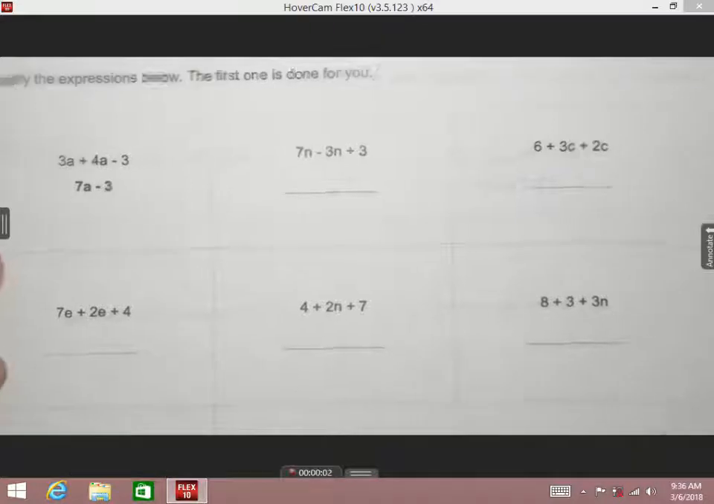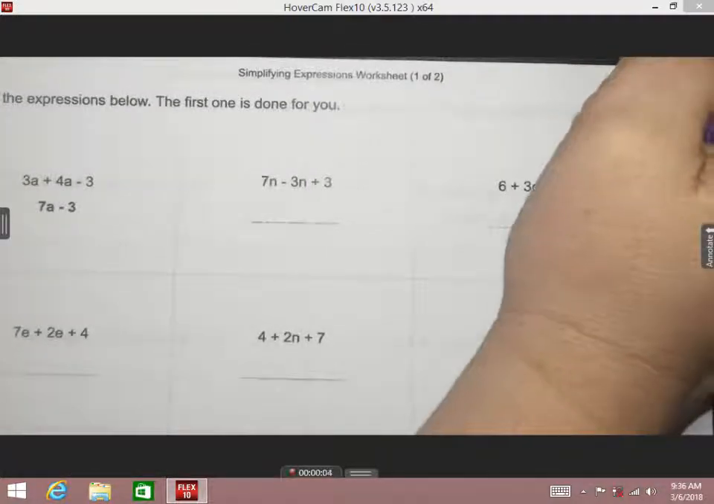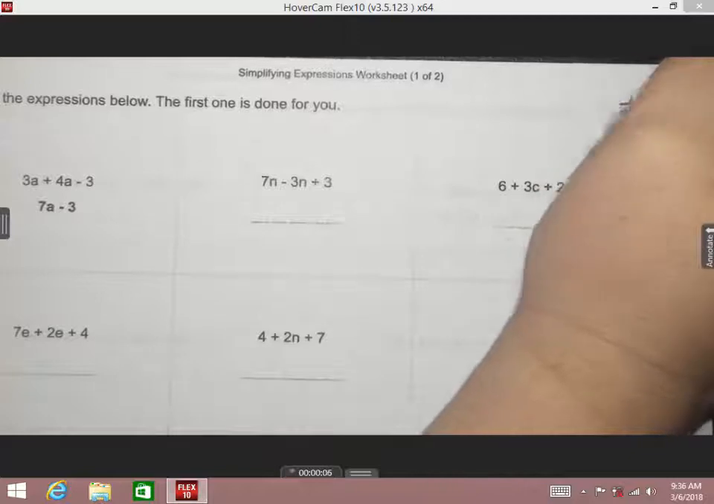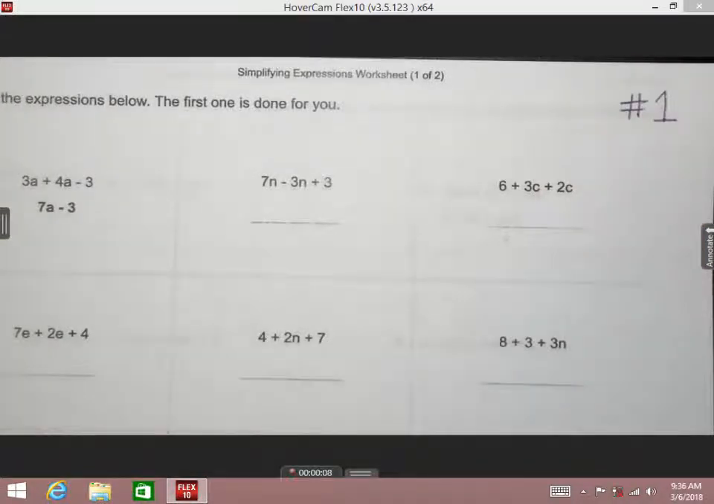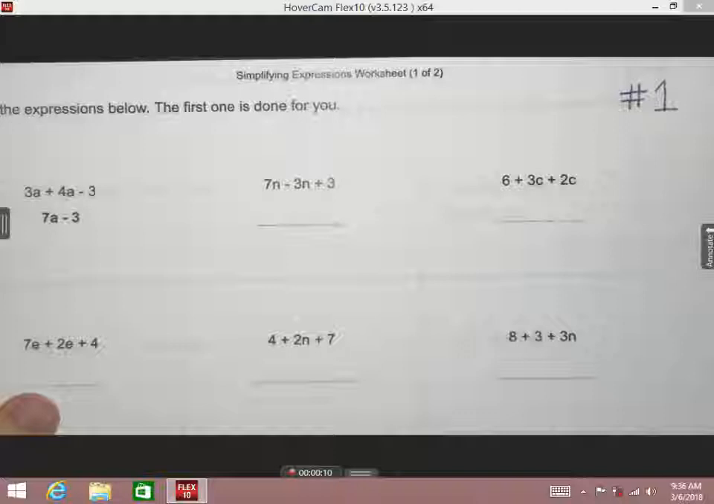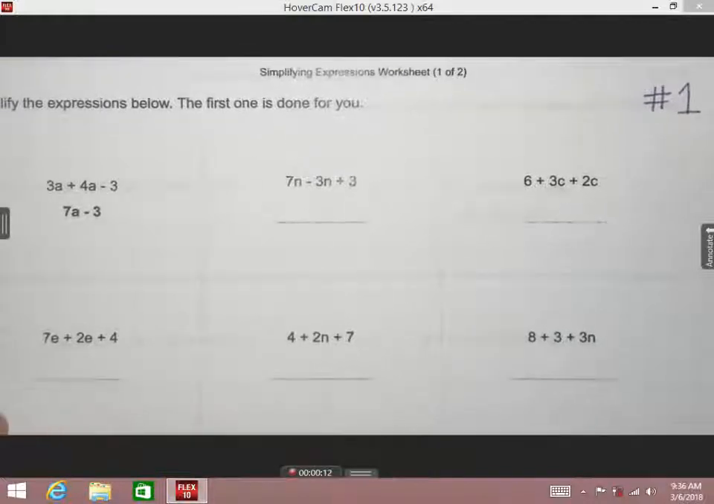Right, please make sure that we have numbered this number 1. We just cleaned out our math binders, keeping our tests and quizzes, but starting our notes section over with number 1. All right, we're still talking about algebra.